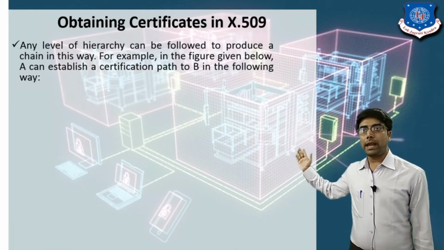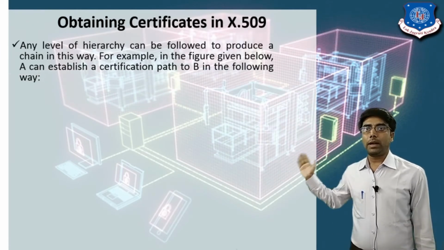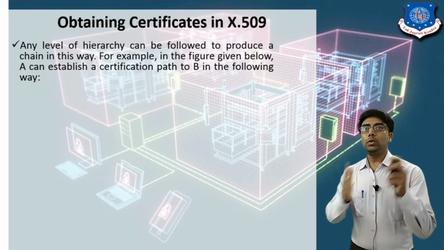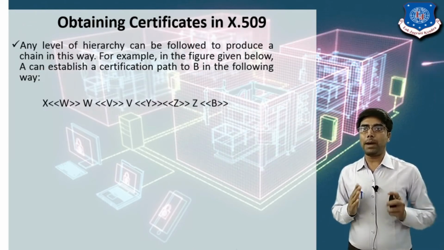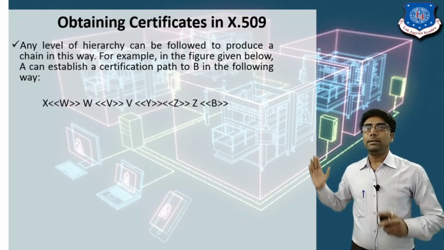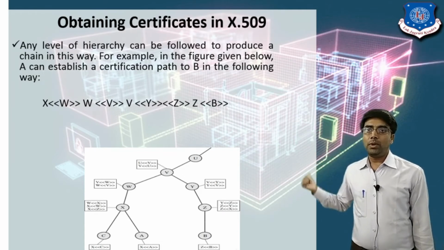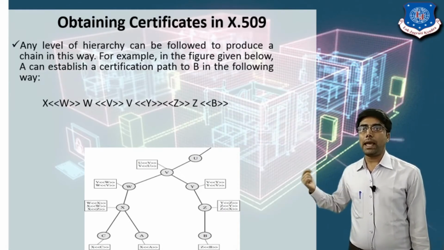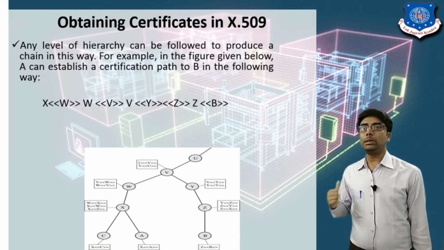Now, any level of hierarchy can be followed to produce a chain in this way. For example, in the figure given below, A can establish the certificate path to B in the following way. This is one certificate path to be verified by user A. First, we can see this figure. The W certificate is signed by X, the V certificate is signed by W, and the X certificate is signed by W. So here we can follow the chain.